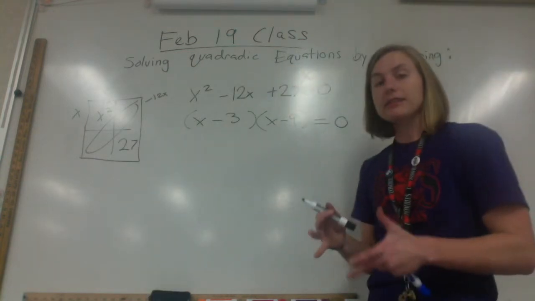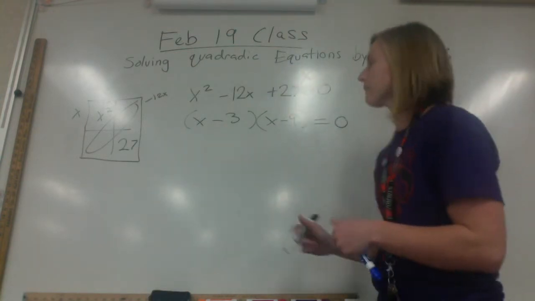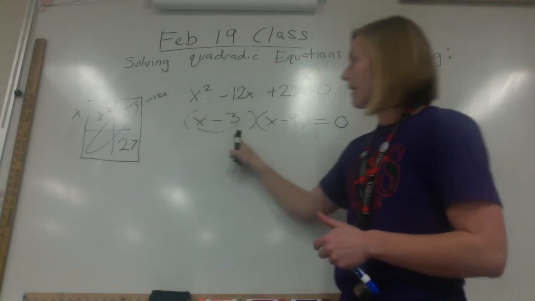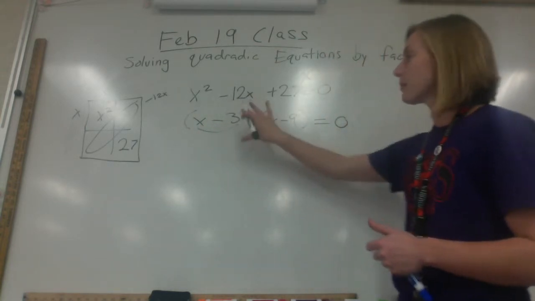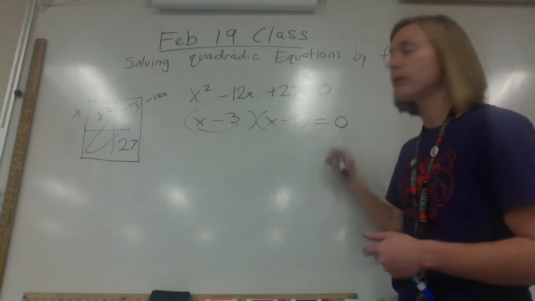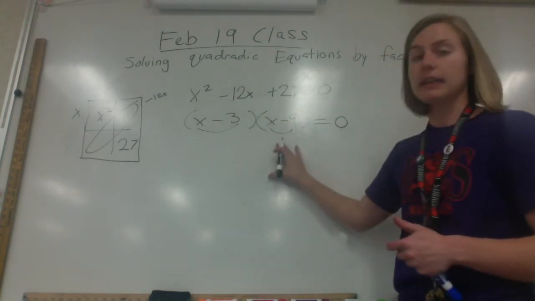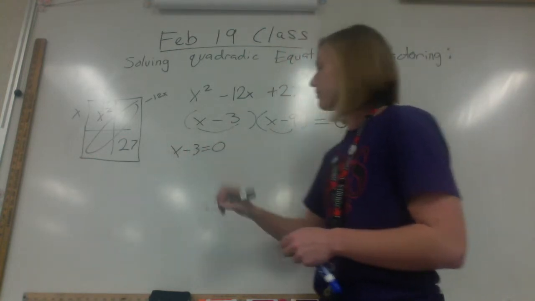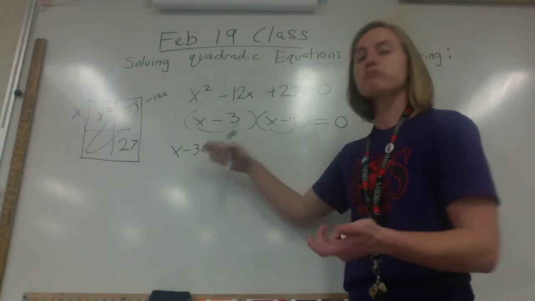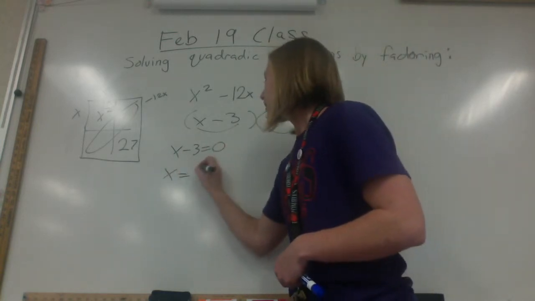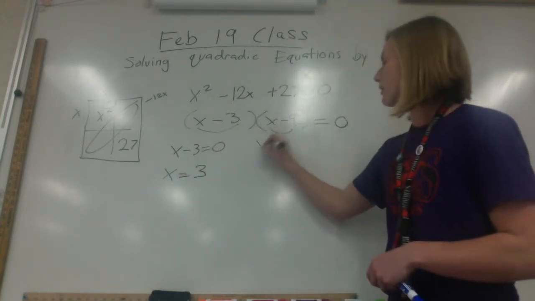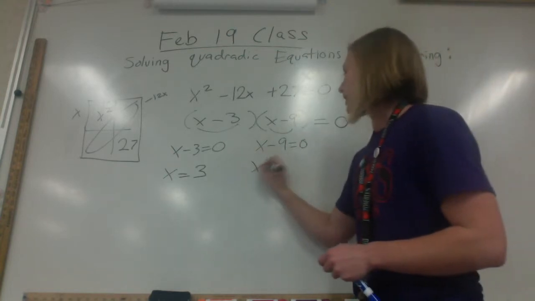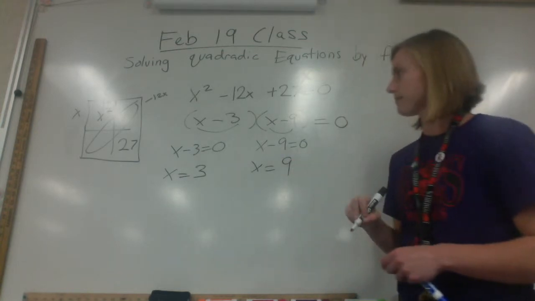So now it's going back to the same thing that you saw before, where we're trying to figure out what can make each part go to 0. So what can make x minus 3 go to 0, because that'll make the whole thing multiplied become 0. And what can make x minus 9 equal 0? Well, if I want x minus 3 to equal 0, what minus 3 gives you 0? Positive 3, so x can be positive 3. And what would make x minus 9 equal 0? Well, positive 9. So x equals positive 9.